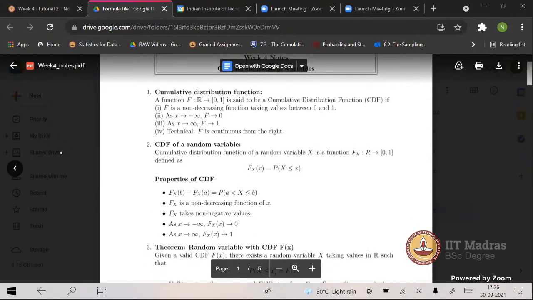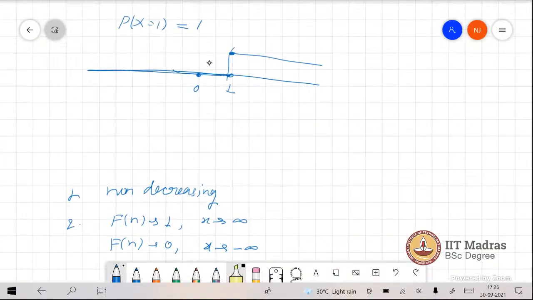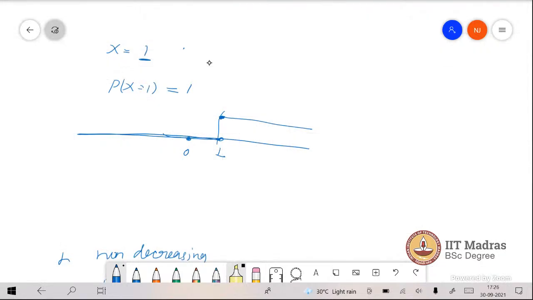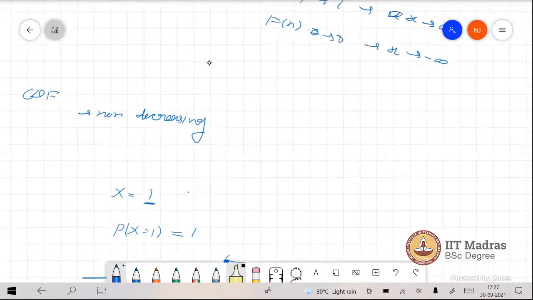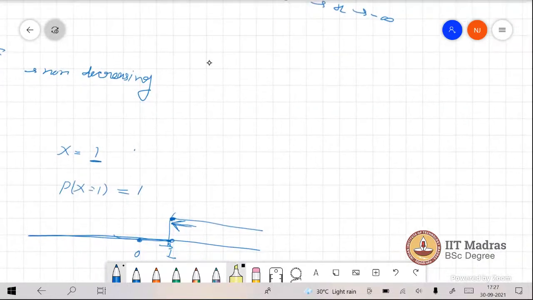And one more thing, the CDF is always continuous from the right side. It need not be continuous from the left side, but from the right side it is always continuous. So these are the properties of a CDF function.